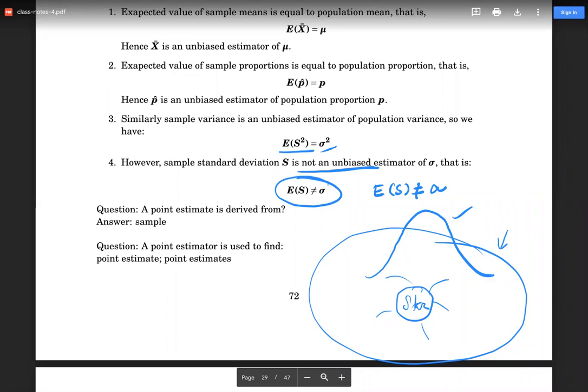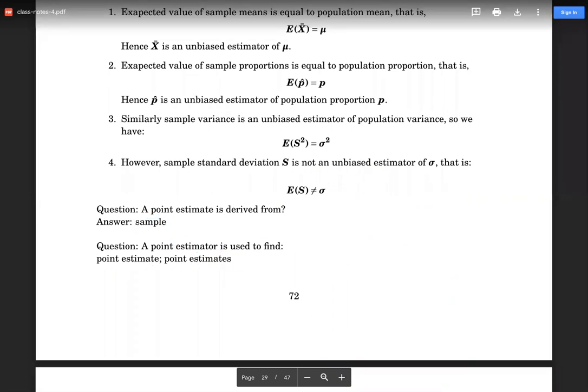A point estimate is derived from a sample. Remember, a point estimator is used to find the point estimate, okay, or point estimates. A point estimator is the formula. You can think of it that way. It is the formula that is used to find the point estimate or point estimates. Okay, so let's keep moving.